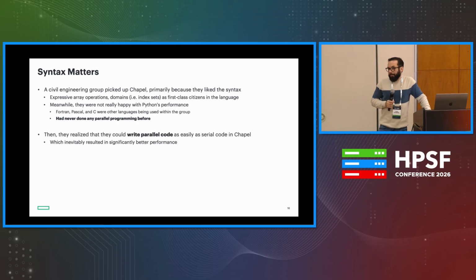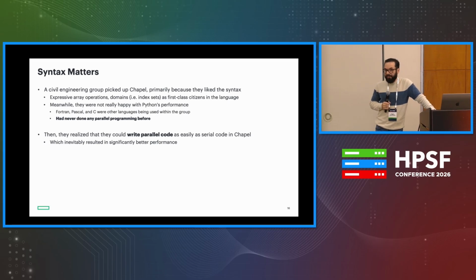So after picking up Chapel, they realized that they can actually write parallel code really easily. It comes batteries included basically, so you don't have to add anything on top of Chapel to get parallelism. You just change your loops to parallel loops and you have better performance. So they realized this, and the performance impact that they were getting out of Chapel was much more than they expected, because they were actually going from sequential to parallel, not just using a faster technology.